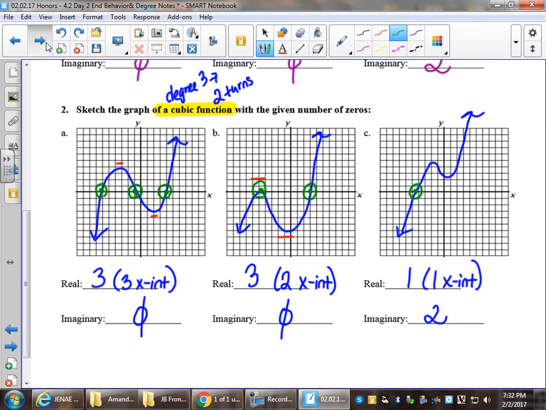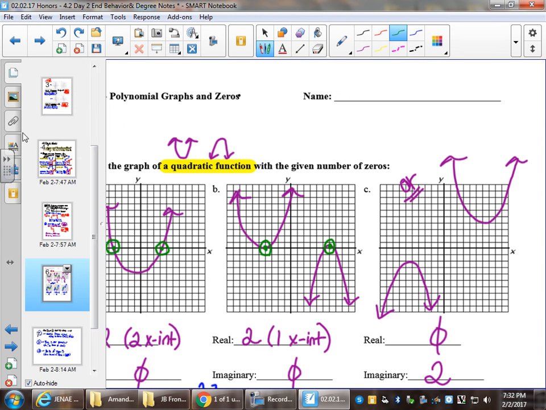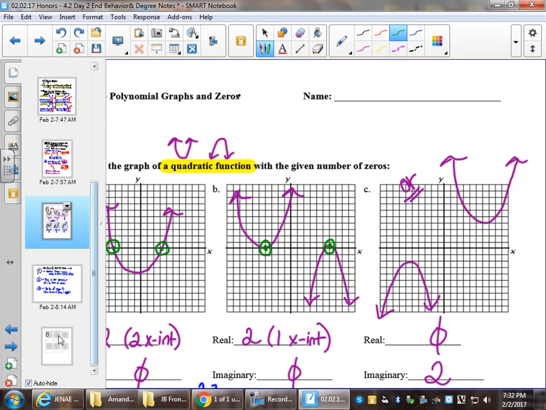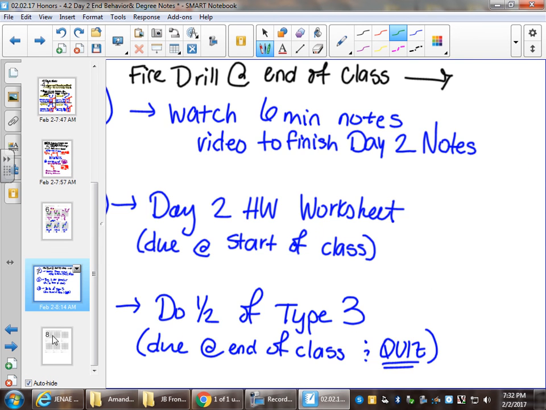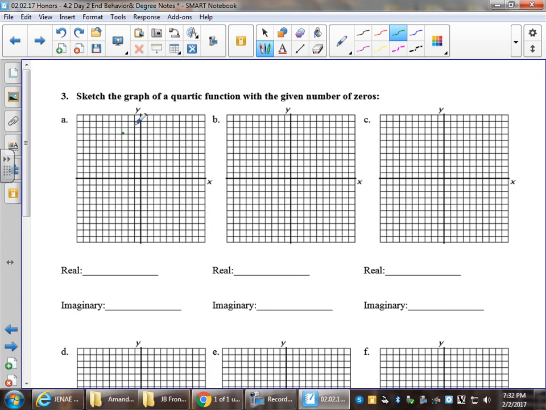Let's move on to talking about quartics. Oops, I think my pages got a little out of order. All right, quartics. I know it's a 4th degree.